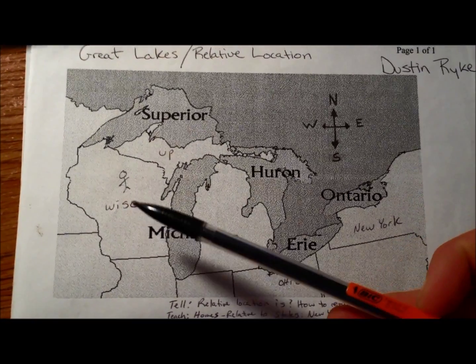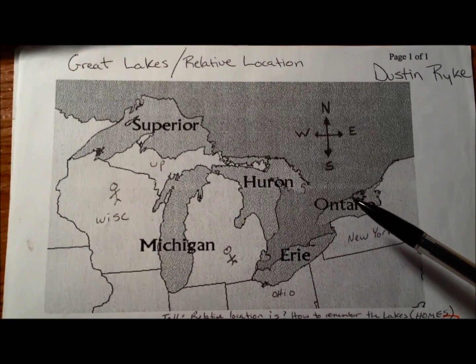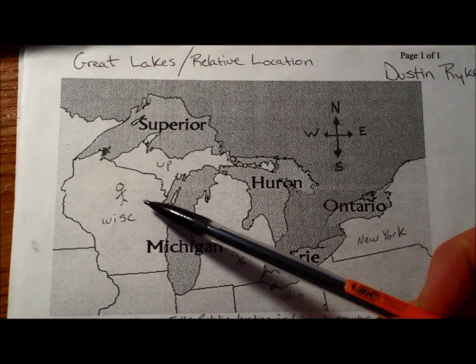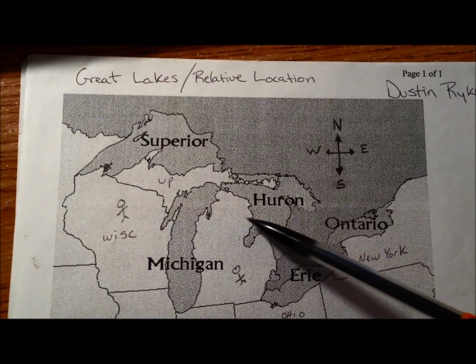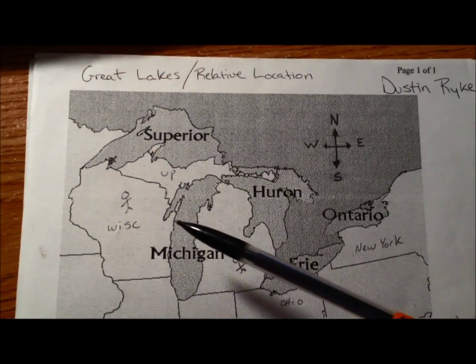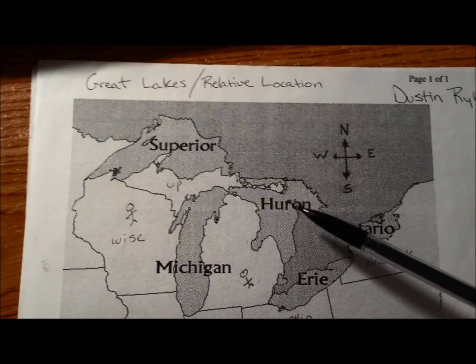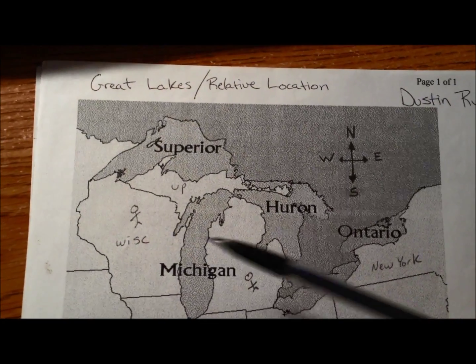The person in Wisconsin, on the other hand, would say it is east, or if you're going to be really technical, you would say southeast, just because it has a slight downslope. But for the most part, it is east. So the person in Wisconsin would say that the relative location of Ontario is east of Wisconsin.